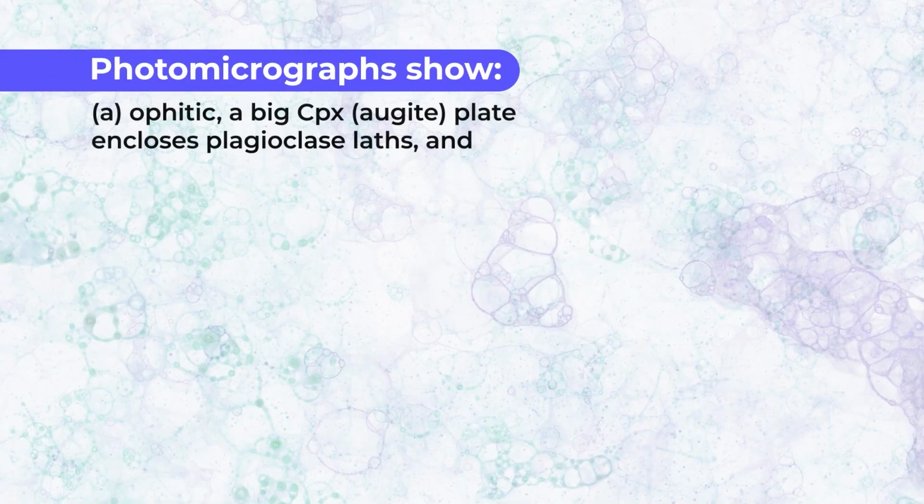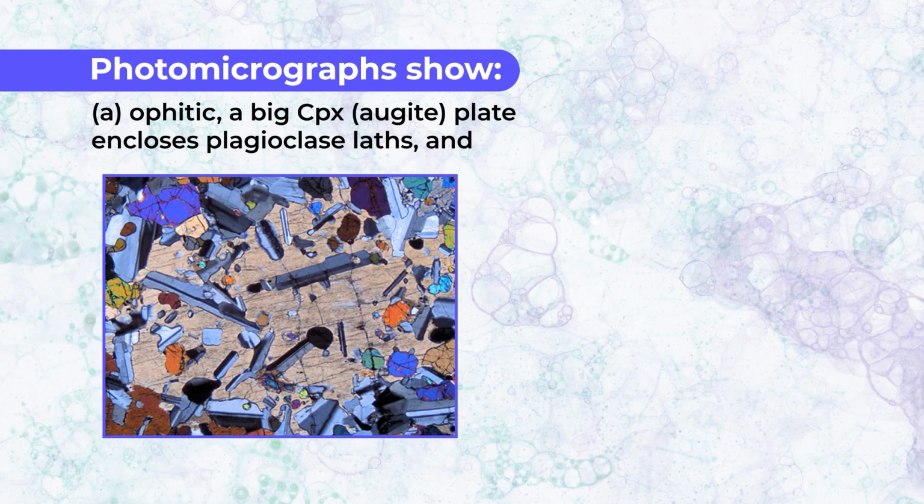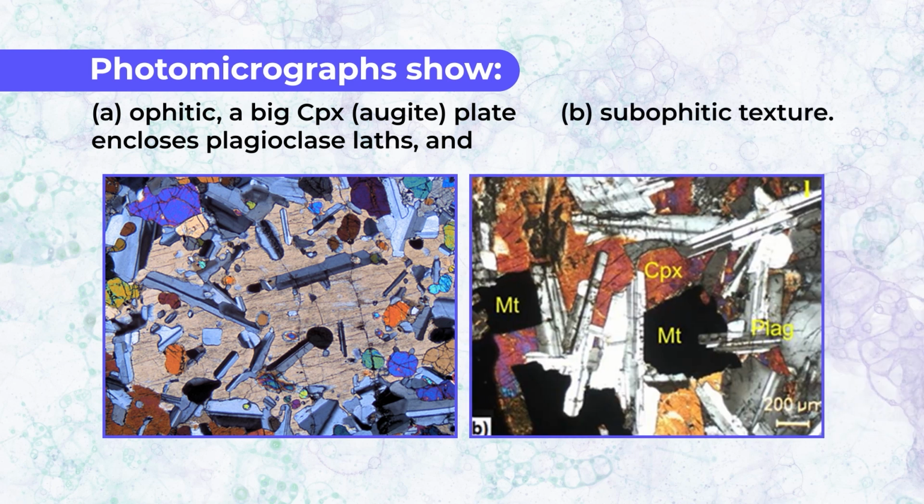I will show you all the types of texture in my slides here. The first photomicrograph shows ophitic texture. On my left hand side, a big clinopyroxene augite plate encloses small laths of plagioclase, and B shows subophitic texture, where the plagioclase laths are partly inside the clinopyroxene grains and partly outside of the clinopyroxene grains.